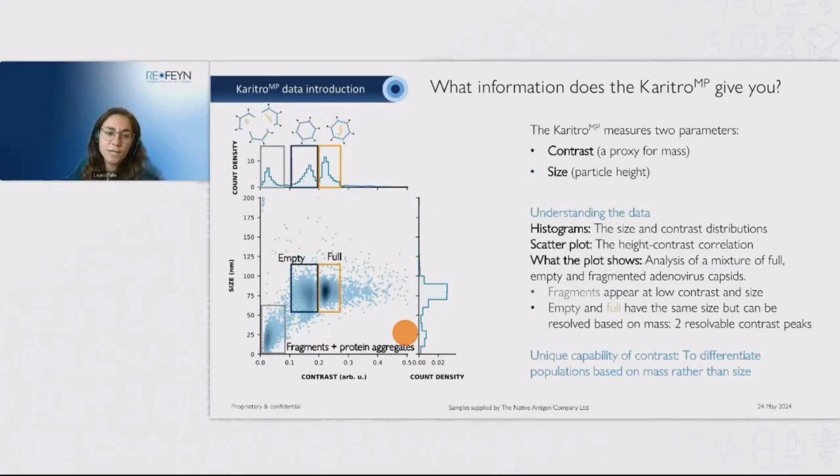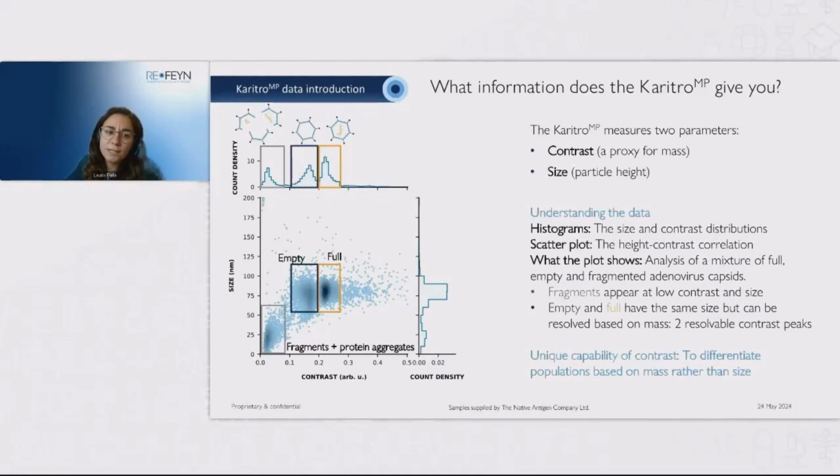The reason is that they have small size and small mass, considering that they are only fragments. Then we have two populations: one in the blue gate, which corresponds to the empty adenovirus capsid, and one in the orange gate, which corresponds to the full adenovirus capsid. If you look at the contrast histogram, you can see that the empty appears at a lower value compared to the full capsid. The reason is that, of course, it's lighter. It has a lower mass compared to a genome-loaded adenovirus capsid.